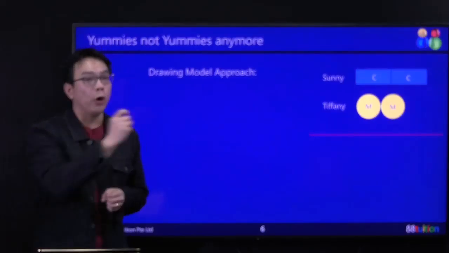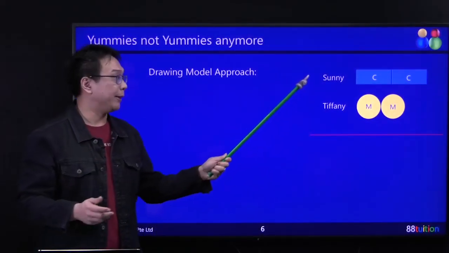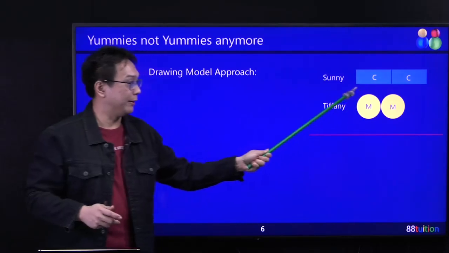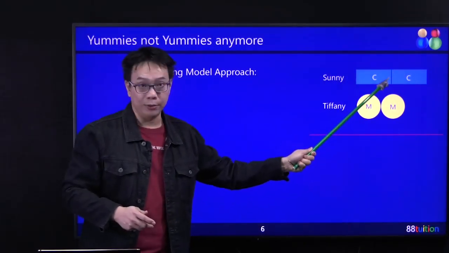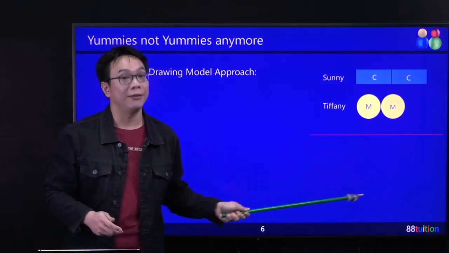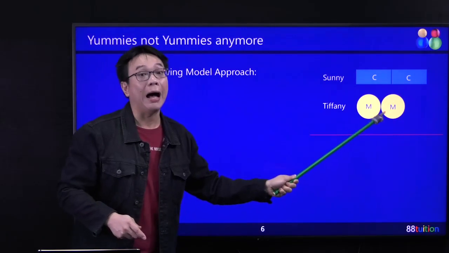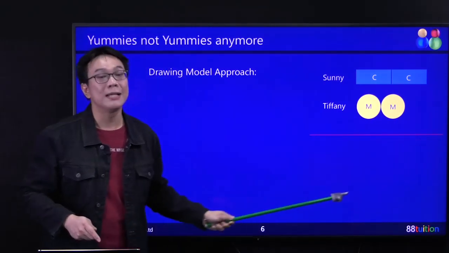Alright, here is the drawing model approach. Let's take a look. Sunny, we know she has candies in the beginning, right? So she got this amount of candies in the beginning. Purposely, I cut it into half. Why? Because half of this portion later will be given to Tiffany. And Tiffany, she only buys muffins, right? And half of it will be given to Sunny.